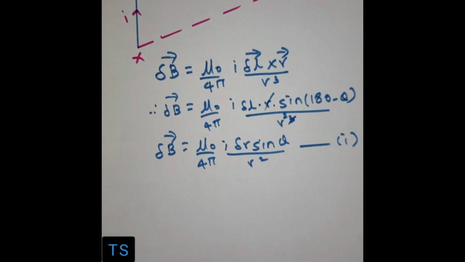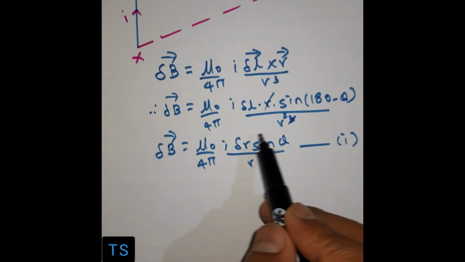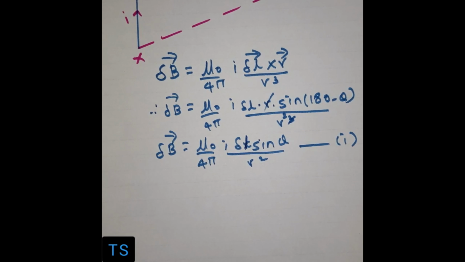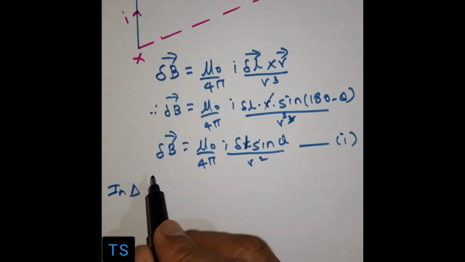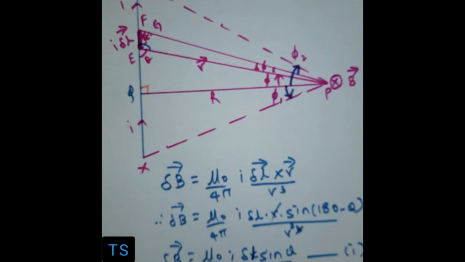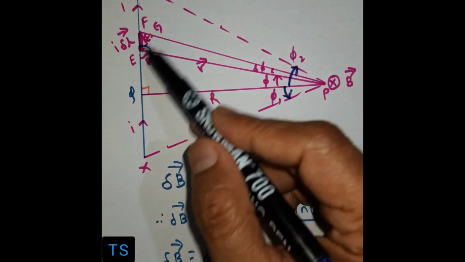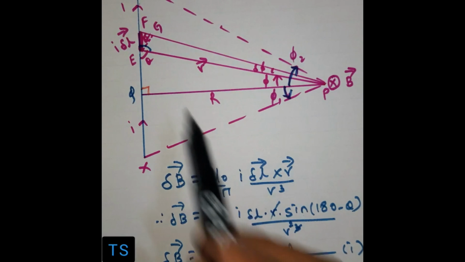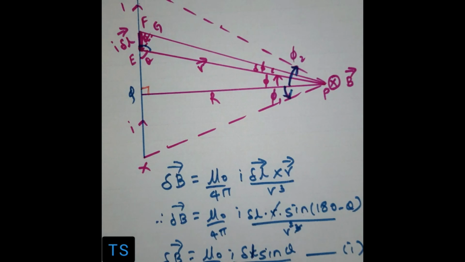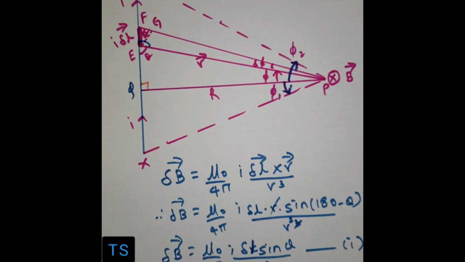Now, after this, we need the value of delta L sine theta. Now how do we get it? We take triangles. First I take triangle EFG. Can you see this triangle EFG? And we find the relation of EG. Then we take triangle EGP, and again we find the relation of EG. We compare those equations, and we get the value.